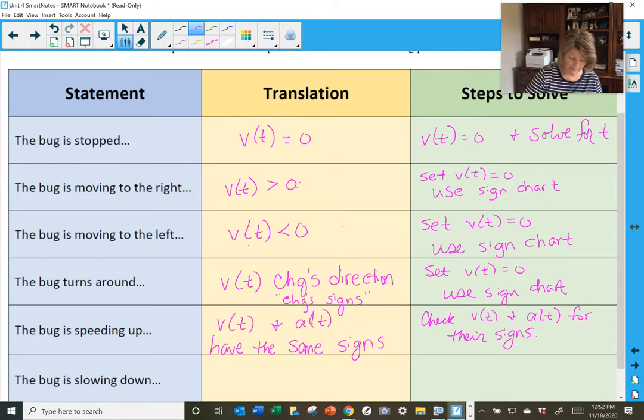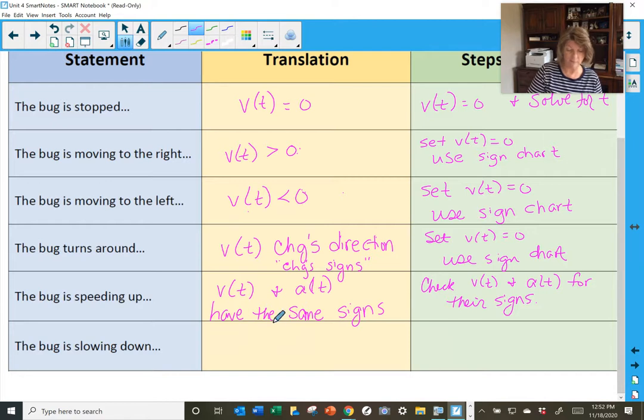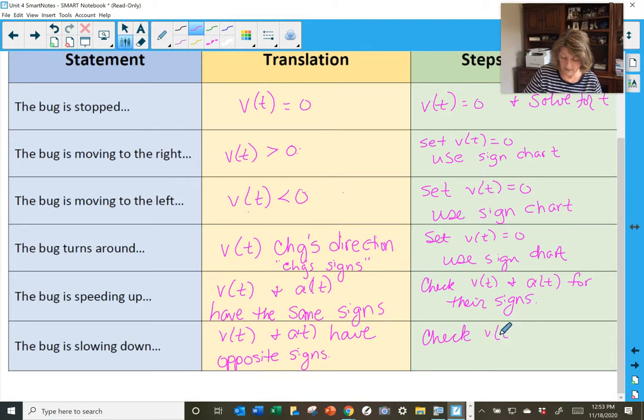Okay. The bug is slowing down. Well, if they were speeding up and had the same signs, then they must have opposite signs on this one, right? V of t and a of t have opposite signs. One will be positive and one will be negative. So in order to figure that out, just like last time, we're going to check what v of that time frame and a of that same time give us for their signs. And then I can make the determination.